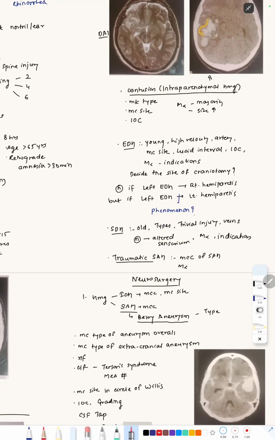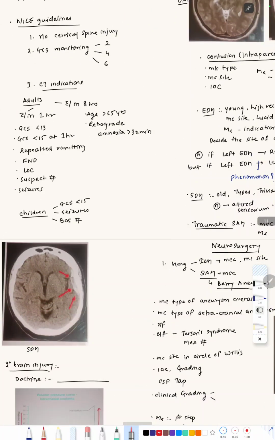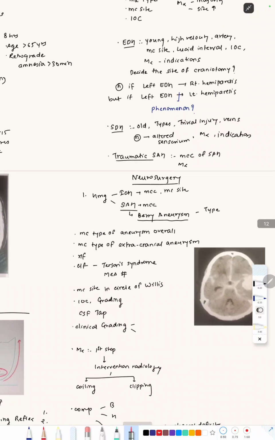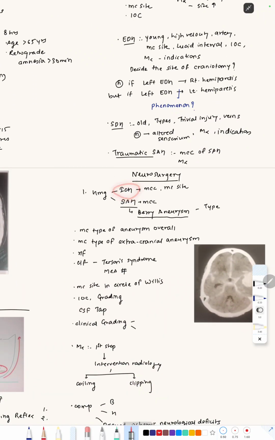Then subarachnoid hemorrhage. The traumatic subarachnoid hemorrhage is the most common cause of subarachnoid hemorrhage, which is managed conservatively. Over here in the subdural hemorrhage, you will find this convex type of opacities. Then talking about the intracranial hemorrhage. Intracranial hemorrhage, the most common cause is going to be hypertension, and the most common site is going to be the putamen of the basal ganglia. And subarachnoid hemorrhage, most common cause is traumatic, which is managed conservatively, that we saw.